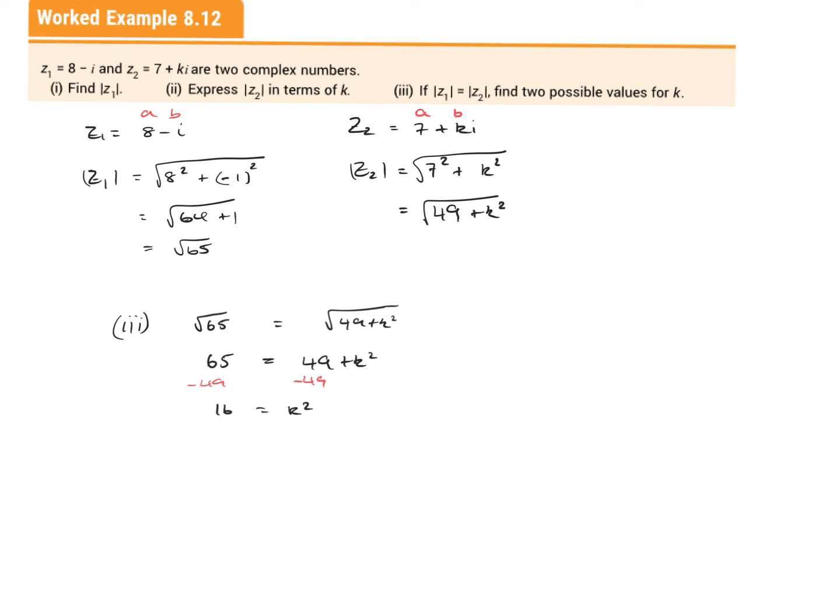Well, how do I get rid of this square? I have to take the square root, and the square root of 16 will give me an answer of 4 and also minus 4. So when I take the square root here, I'm going to get 2 answers, and it's going to be plus and minus the square root of 16. So K is equal to plus or minus 4. I'm expecting 2 answers, guys, because it's a quadratic, i.e. there's a square, and most squares will give you 2 answers. So if I have K squared is equal to 16 here, it's always going to be plus or minus.